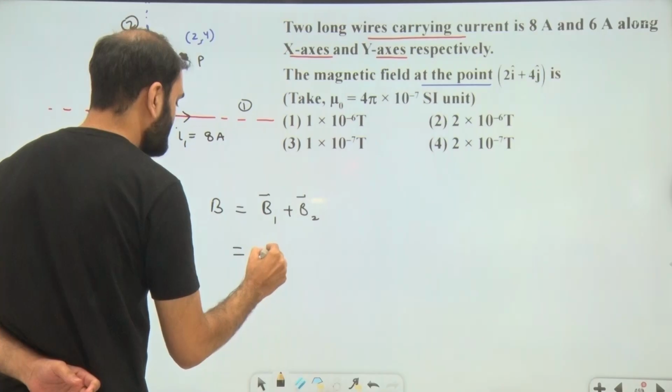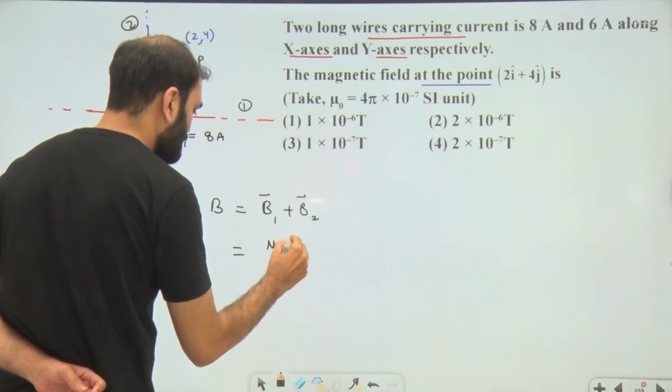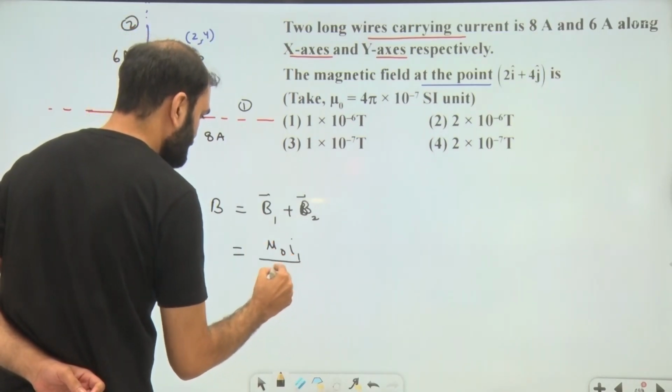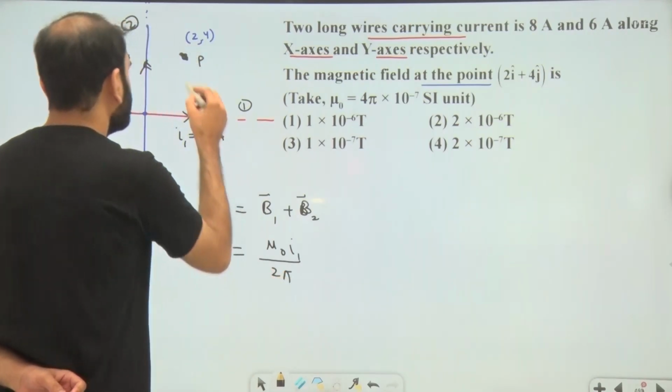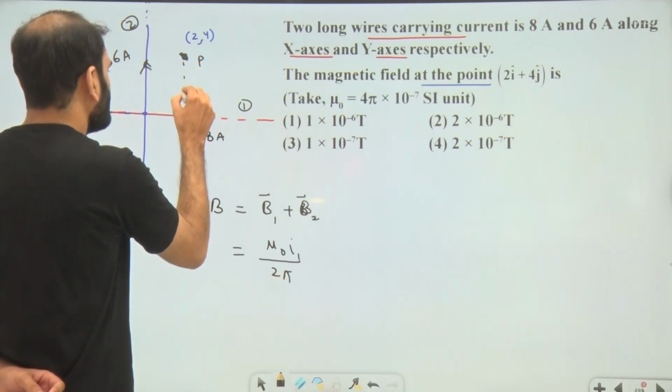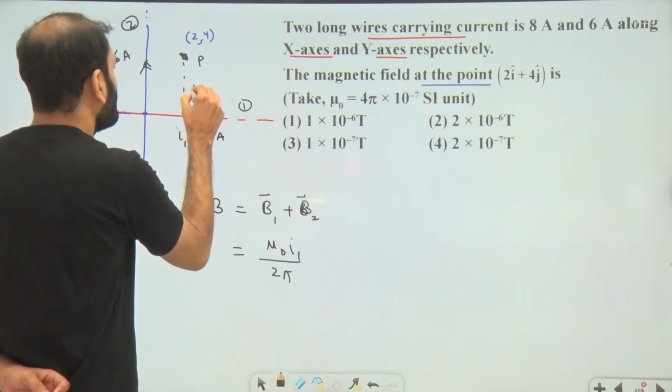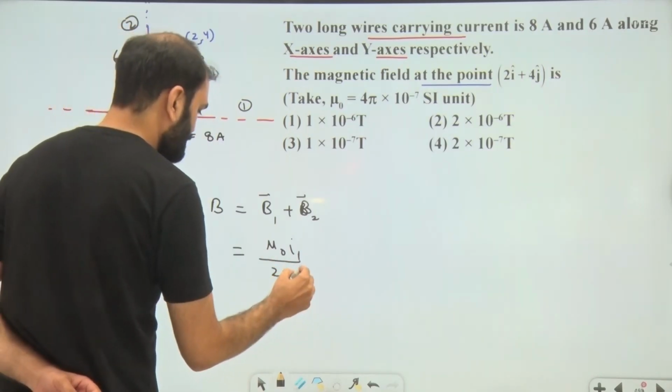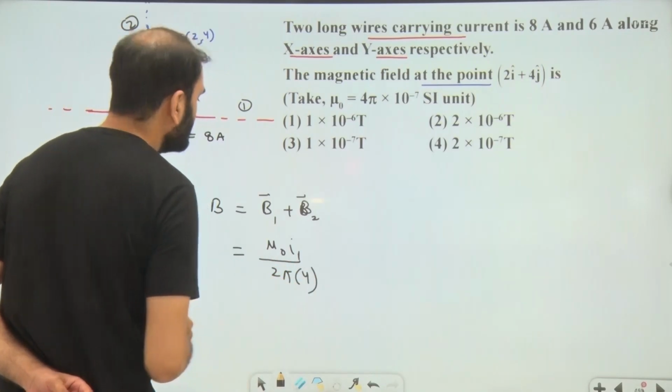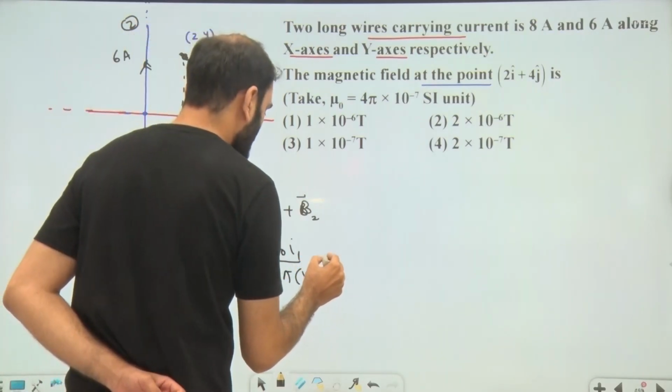So the magnetic field due to an infinite wire is mu naught into I1 upon 2 pi r, and the perpendicular distance of that point from the wire is 4. So you can put the value mu naught into I upon 2 pi r, and the direction is out.